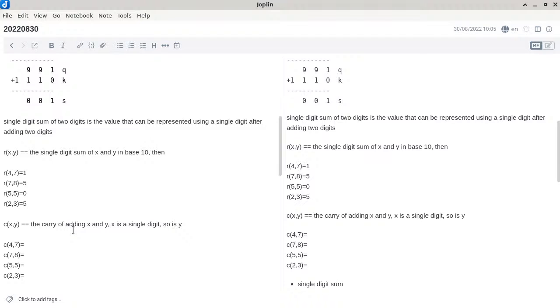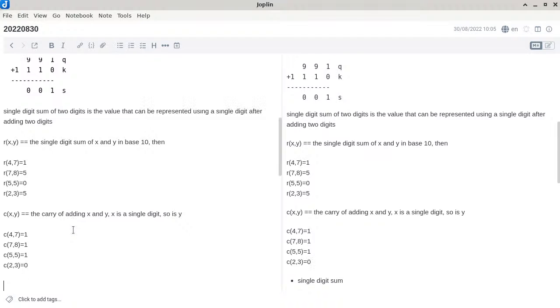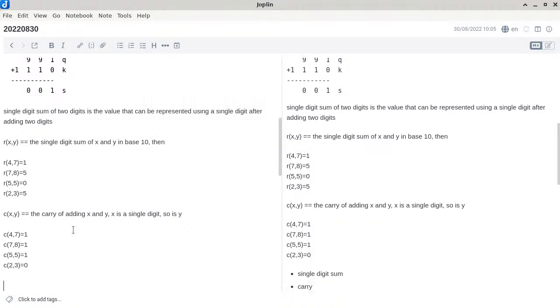There we go. What is the carry of 4 plus 7 in base 10? 1. Yes, correct. And the carry of 7 plus 8? 1. The carry of 5 plus 5? 1. And the carry of 2 plus 3? 0. Very good. Okay, so I think we understand the concept of what R and C are trying to do.